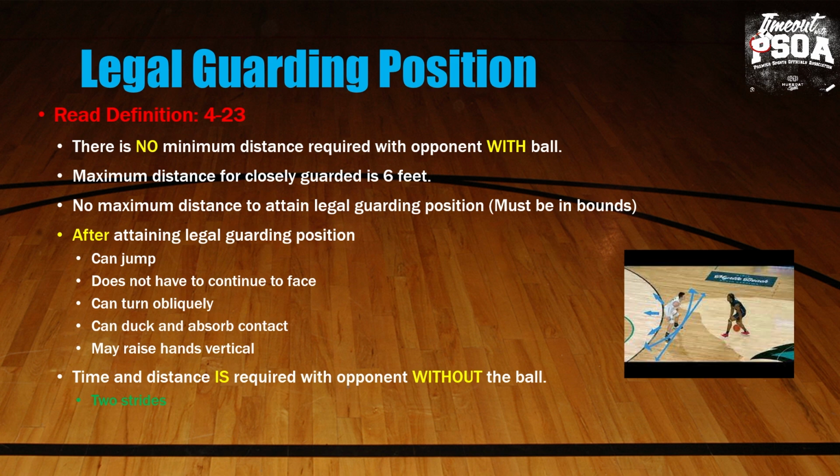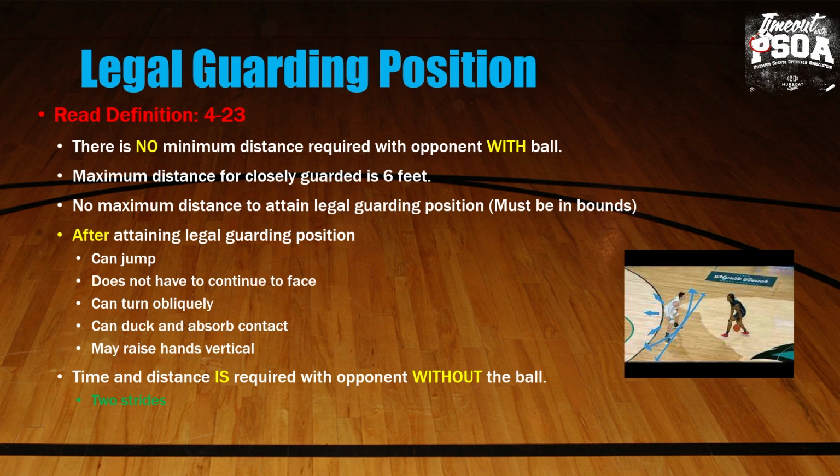After attaining this legal position, you see these blue arrows in the picture. A player can jump straight up. They could jump to the side. So the 2 feet don't have to stay on the ground the whole entire time when they are doing defensive slides. They could continue to not face the opponent, right? As in, that's the lateral movement. They could turn obliquely. They could duck and absorb contact because they don't want to get hit in the chest, in the lower region, or in the face. And they can raise their hands vertical.